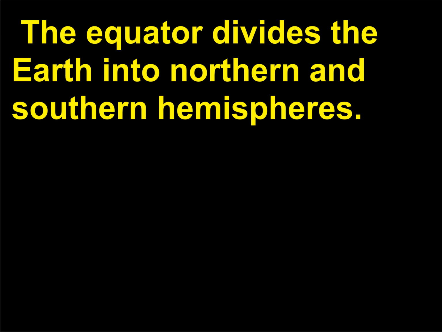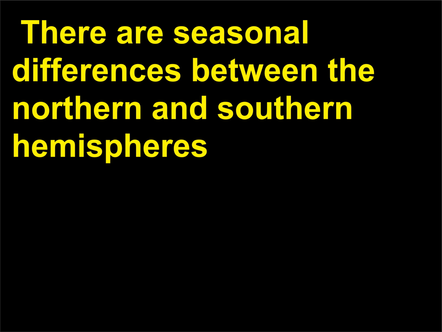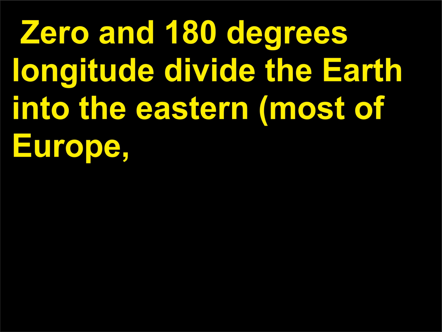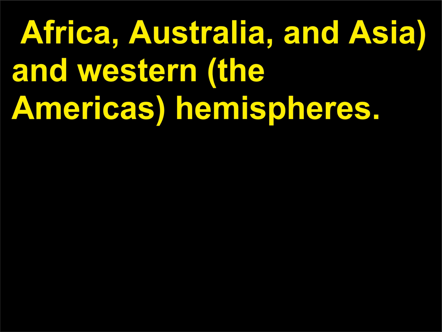The equator divides the Earth into northern and southern hemispheres. There are seasonal differences between the northern and southern hemispheres. But there is no such difference between the eastern and western hemispheres. 0 and 180 degrees longitude divide the Earth into the eastern, most of Europe, Africa, Australia, and Asia, and western, the Americas, hemispheres.